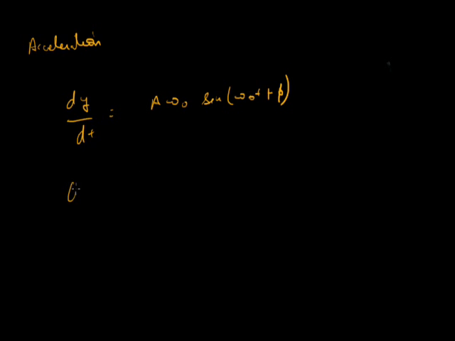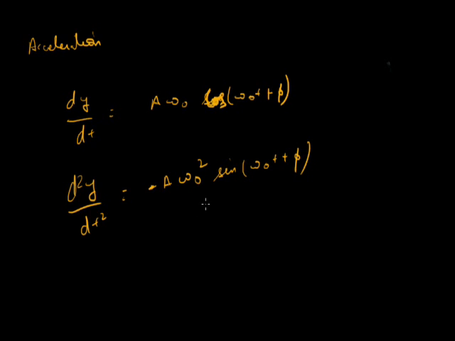Now let's talk about the acceleration also here. We know dy by dt was a omega naught cos(omega naught t plus phi). Now again differentiate it. d square y by dt square is what? Sorry, here it was cos. The differentiation of cos theta is minus sin theta. So this is minus a omega naught square sine(omega naught t plus phi).